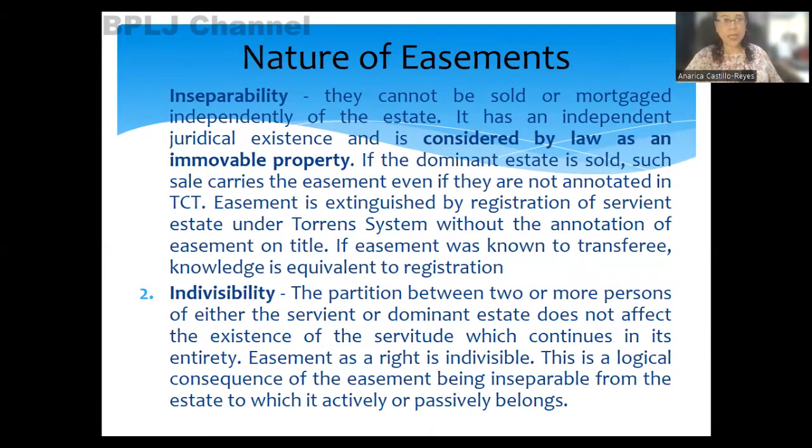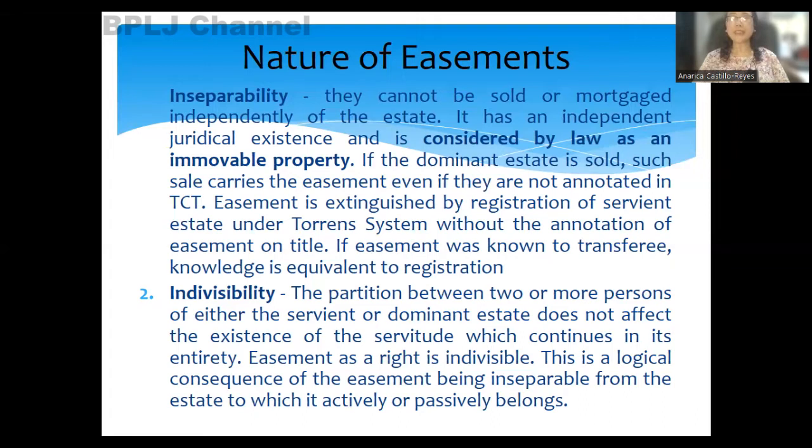Now, as I have stated earlier, the nature of easements would be inseparability. They cannot be sold or mortgaged independently of the estate. It has an independent juridical existence and is considered by law as an immovable property. It follows the property to which the easement is attached. It is like a mortgage. However, it is also a limitation on the right of ownership of the servient estate.